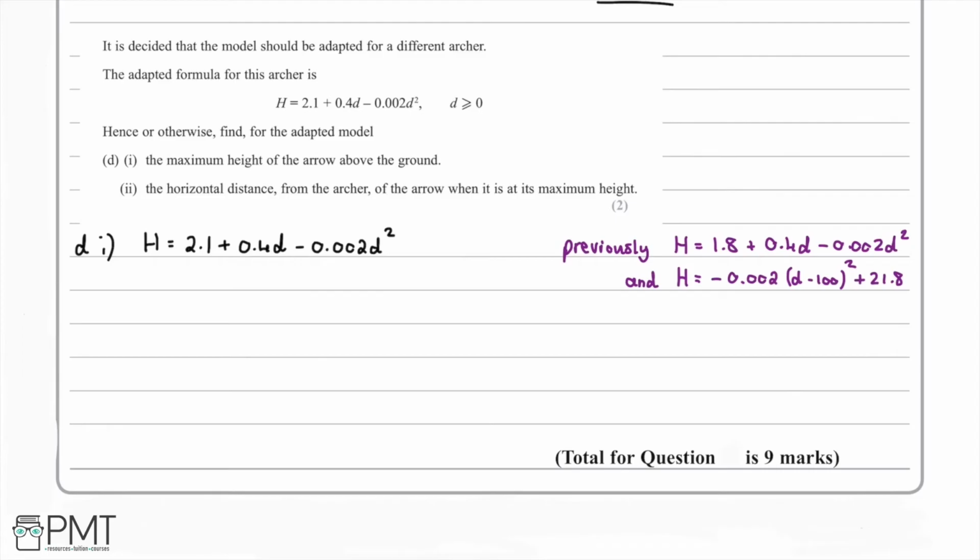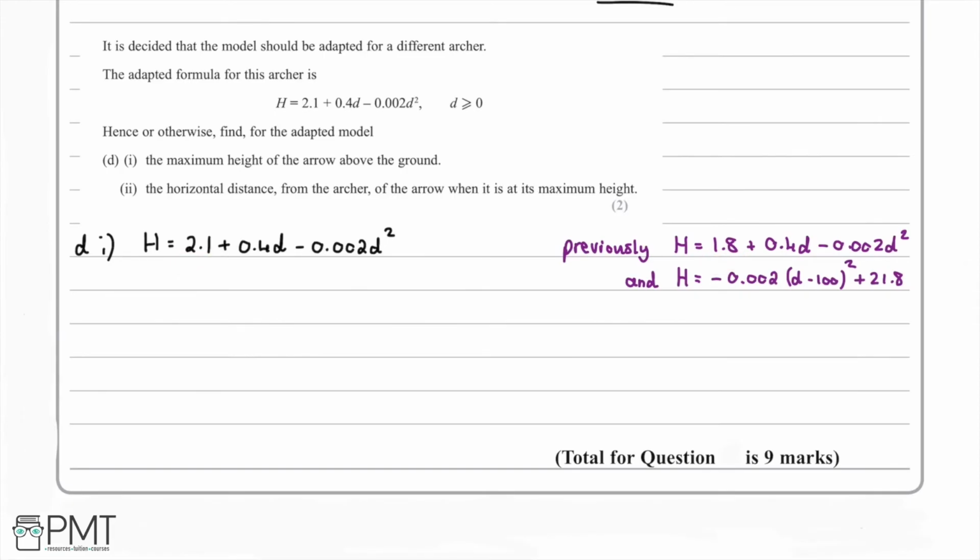So we're told that we have a new model, and the formula for this is going to be h is equal to 2.1 plus 0.4d minus 0.002d squared. And we're asked to find the maximum height of the arrow above the ground. So we have our new model, but we're first going to take a look at our previous model, which is written out in purple here. So we can see the only difference between the new model and the old model is our constant. We now have 2.1 as opposed to 1.8 from before.